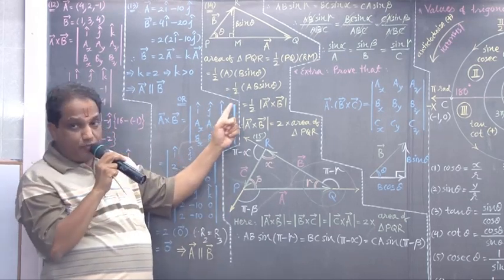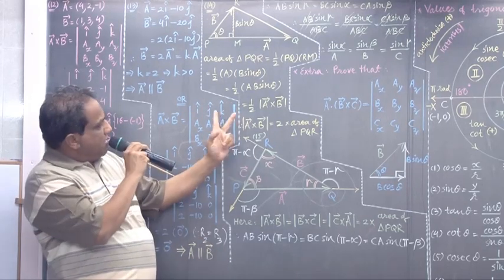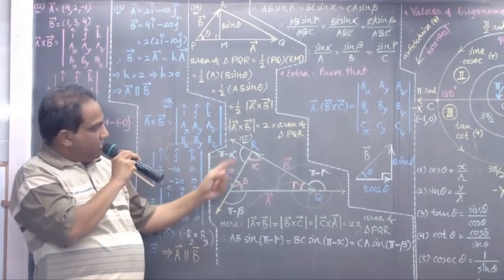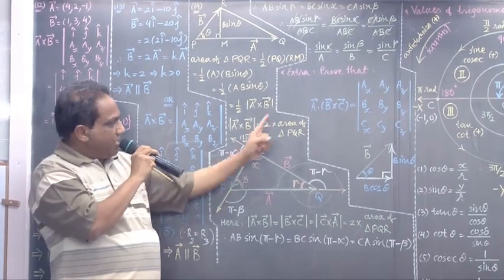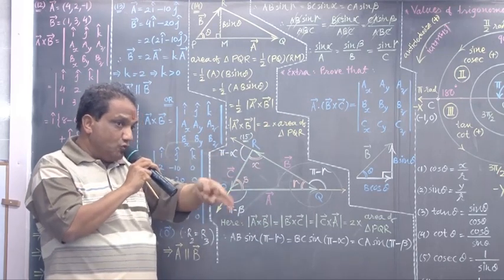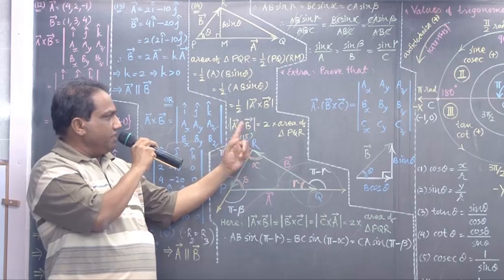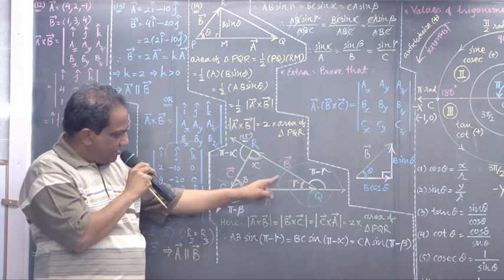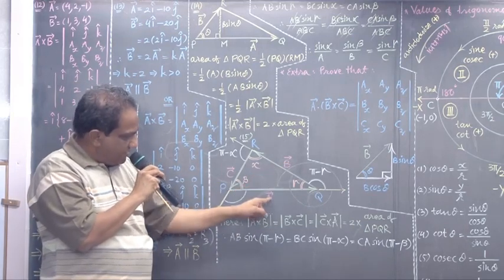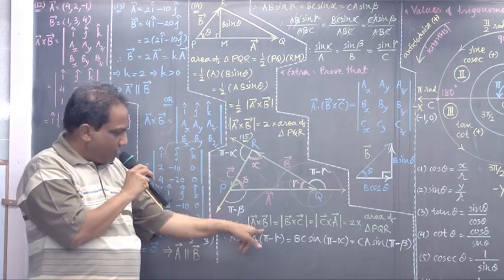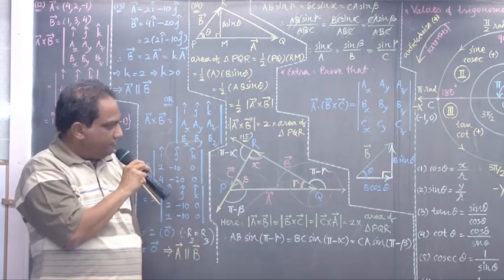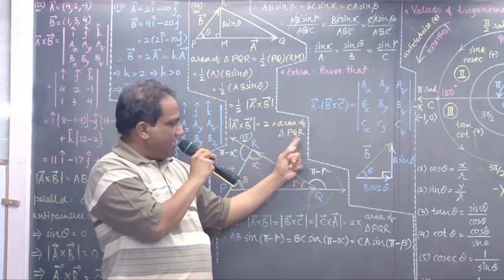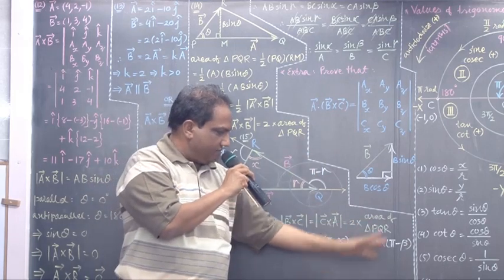Use this result which you proved in the previous sum. The magnitude of the cross product of two given vectors is equal to double the area of the triangle whose two sides are those two vectors. If somebody takes these as two sides, then he will write this result this way. Magnitude of vector A cross vector B is double the area of triangle PQR.